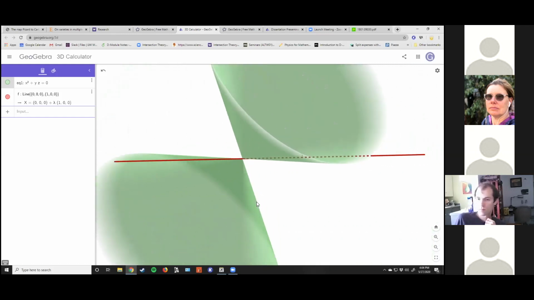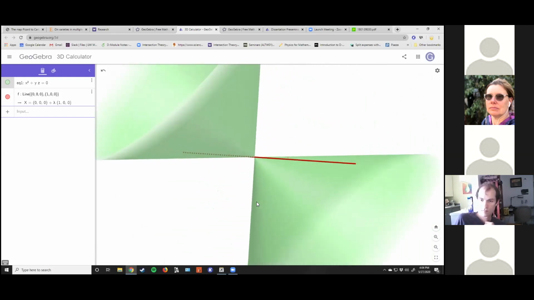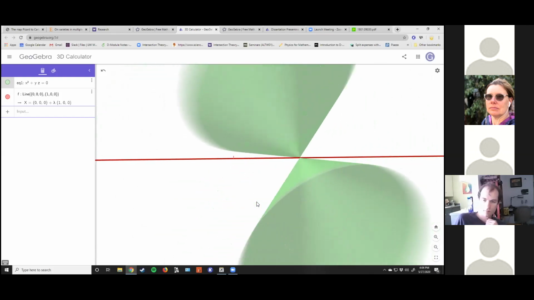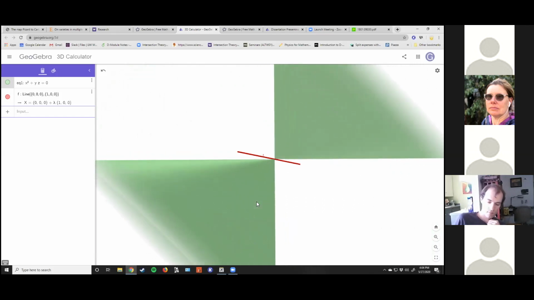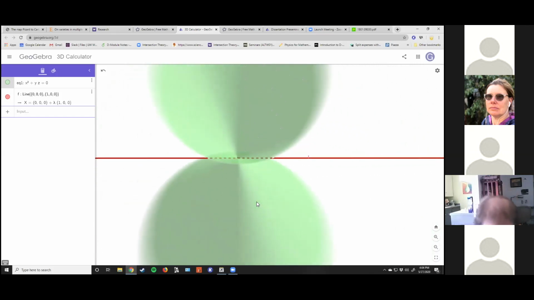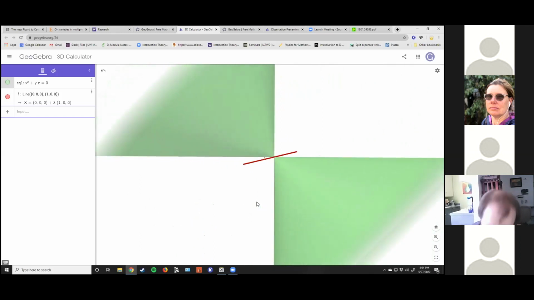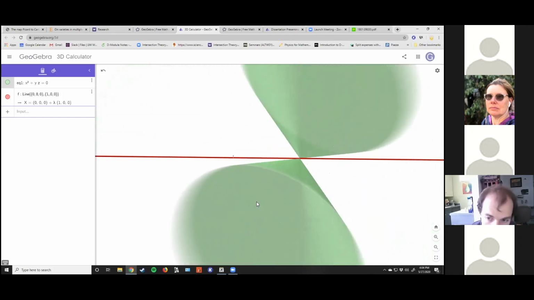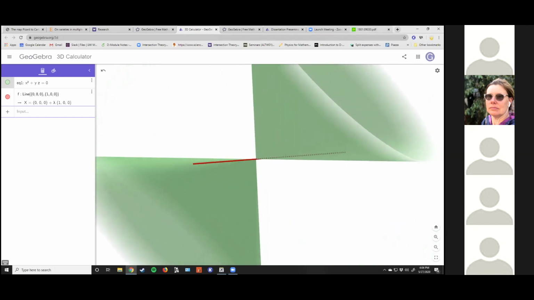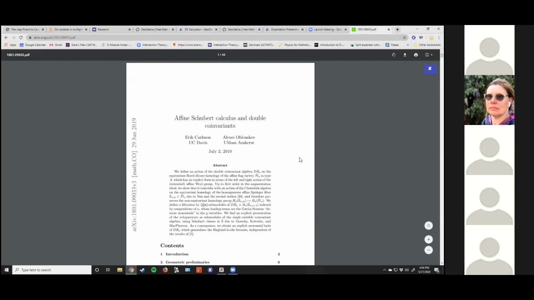It's the Artin basis. It's the Artin basis. I know there's no connection between the Garsia-Procesi or Garsia-Stanton monomials and Schubert polynomials. But there is some connection: Carlsson and Oblomkov wrote a paper recently on affine Schubert calculus, and they had some connections to the Garsia-Stanton basis. So maybe you can find it in that paper. It's called Affine Schubert Calculus and Double Coinvariants.